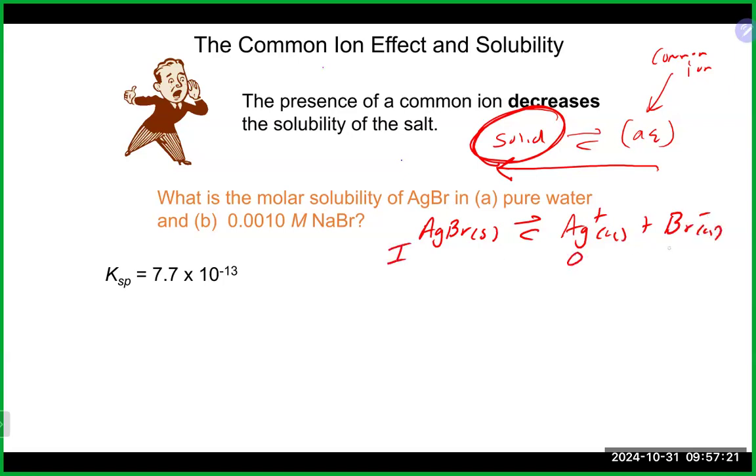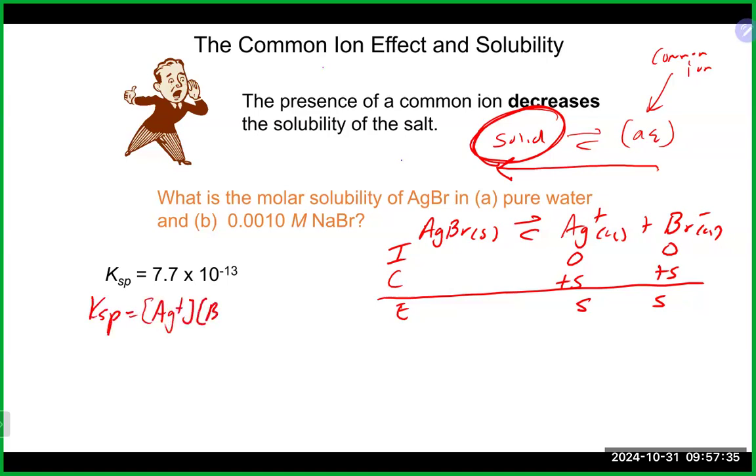Initially, we have 0 and 0, change plus S, at equilibrium S and S. This would go into our Ksp expression: the silver ion times the bromide ion equals 7.7 times 10 to the minus 13. That gets us S squared equals 7.7 times 10 to the minus 13.